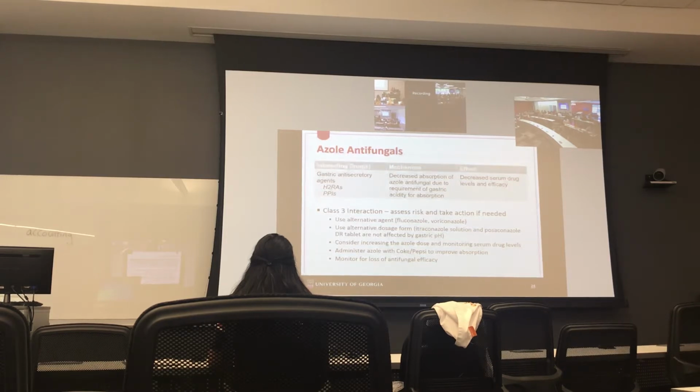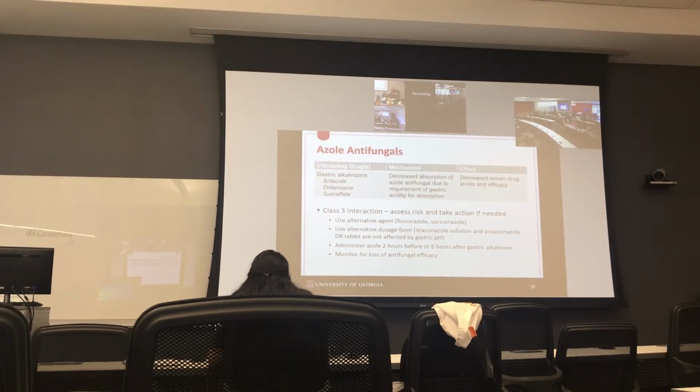It's also recommended to administer these azoles with Coke or Pepsi to improve their absorption. So if a patient's on itraconazole, we'll commonly counsel them to take it with a Coke, and that will help with absorption because of the acidity. It's not very often that we recommend Coke and Pepsi with medications, but this is one instance where we can. You can also consider increasing the azole dose.